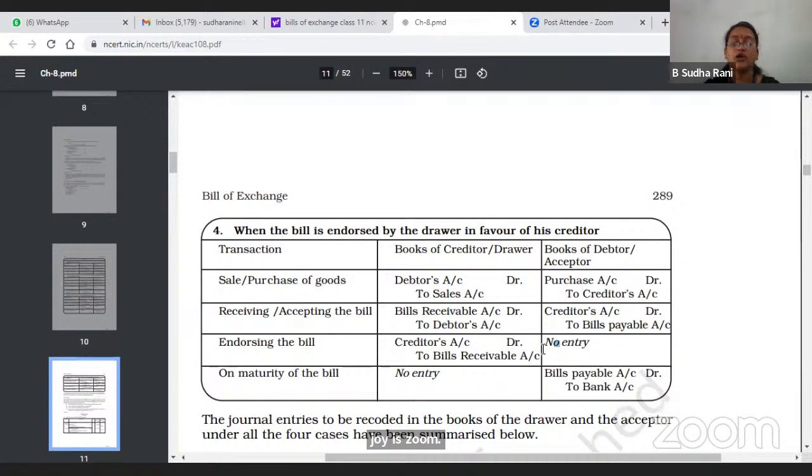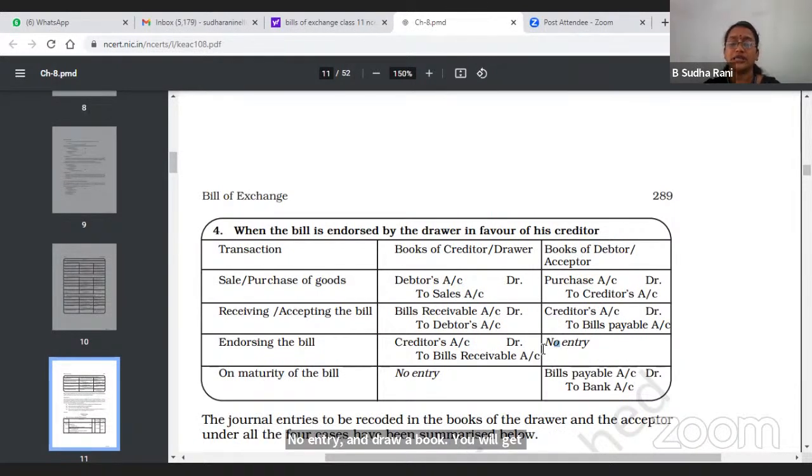So what is that entry you will get? That is endorsing, meaning he's transferring his bill to the third party. So what will you write? The bill is going out and the third party is receiving the bill. So the third party's name, the endorsee, a creditor, meaning the person to whom the bill has been endorsed, that person's name account debit to bills receivable account you will write. On the maturity date, as it is already transferred, the drawer will not take the amount; the third party will take the bill amount. So in the drawer's books, no entry. In the drawee's book, you will get, as usual, bills payable to bank.